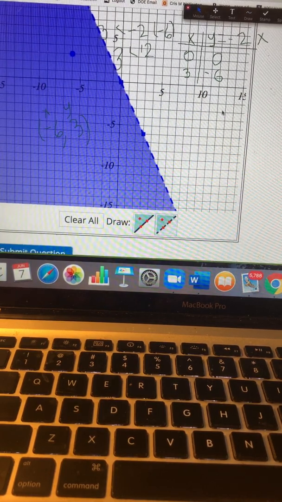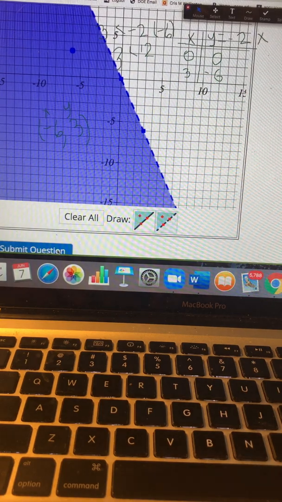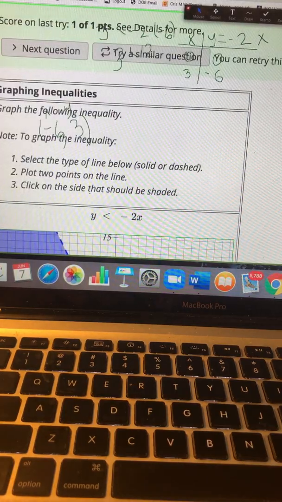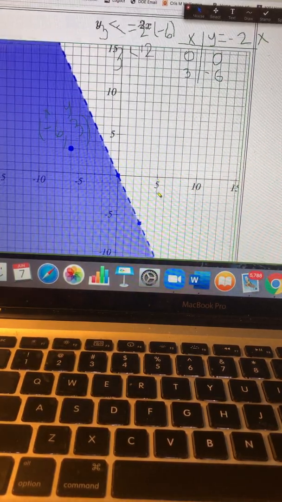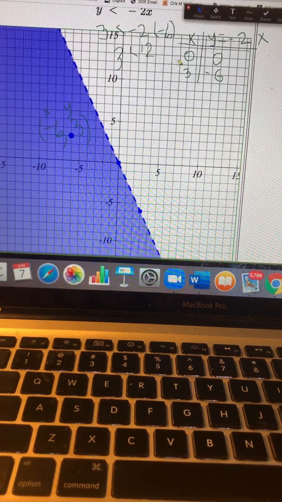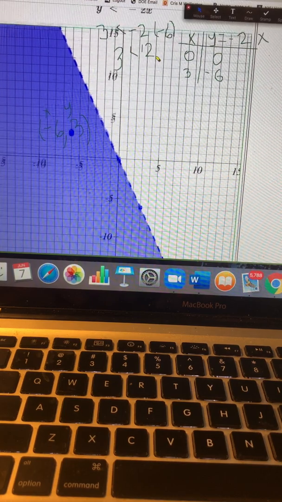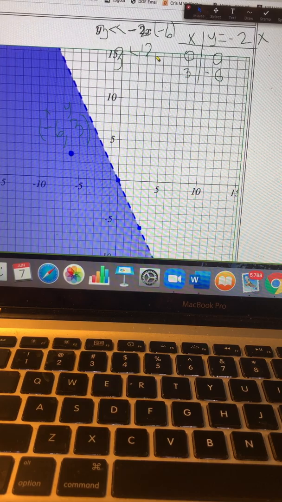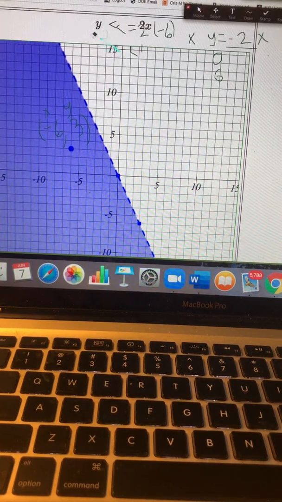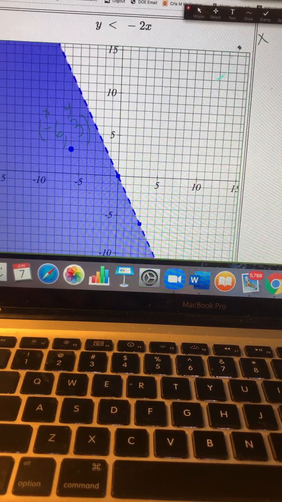And so now we can submit to see if we're correct. All right, so indeed, we are correct. And so this is what the graph of y is less than negative 2x looks like.